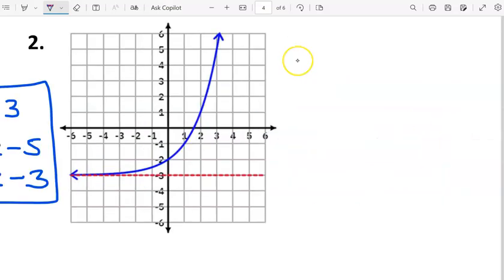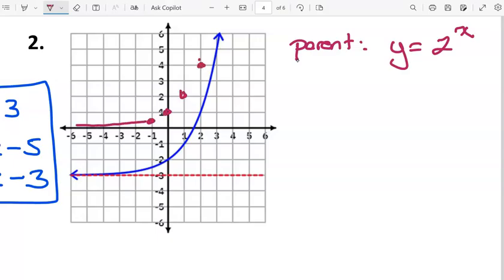In number 2, we have a parent function that is the exponential function y equals 2 raised to the x power. And the parent function looks like this. And so it is clear that all the points on the transformed function are simply shifted down 3. We can shift a graph down 3 by subtracting 3 outside of the function. So 2 raised to the x minus 3 is equal to y.